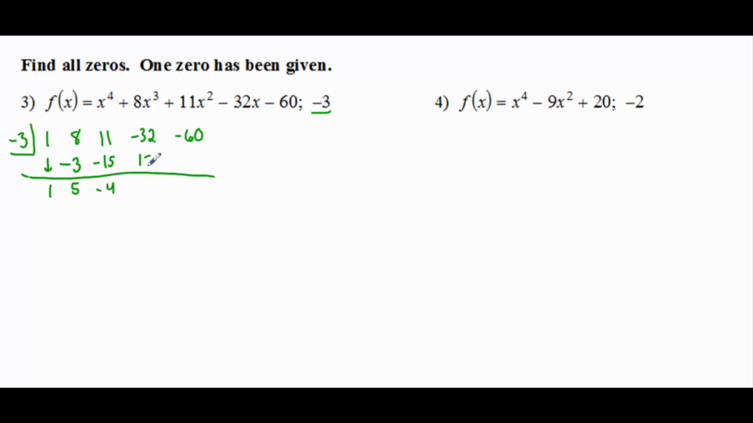multiply, add, multiply, add. And so now that we're done, we're going to write this answer out. Since I started with an x to the 4th here, this will be x cubed. So x cubed plus 5x squared minus 4x minus 20.